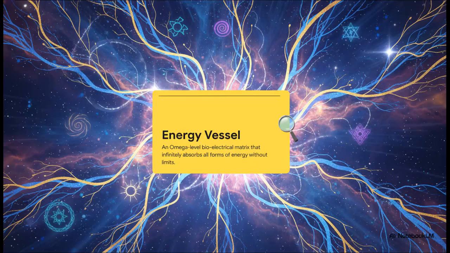Absolutely wild. But here is the ultimate cheat code, the Energy Vessel. This Omega-level ability builds a bioelectrical matrix inside every single cell of his body. It just passively absorbs all forms of energy around him. Solar radiation, ambient psionic energy, dimensional magic, you name it. And why does this matter? Because there is zero upper limit. He's essentially built an infinite, ever-growing battery inside his own flesh. The more energy he absorbs, the more indestructible he becomes.